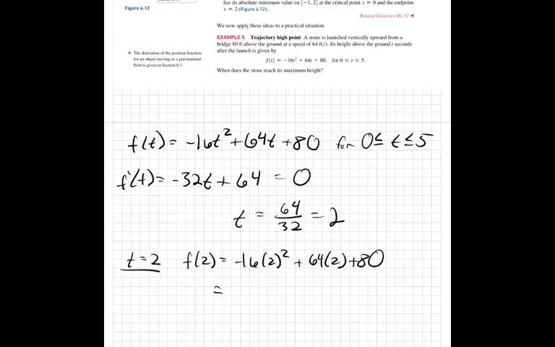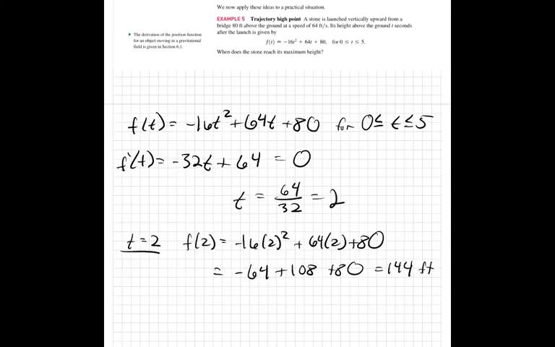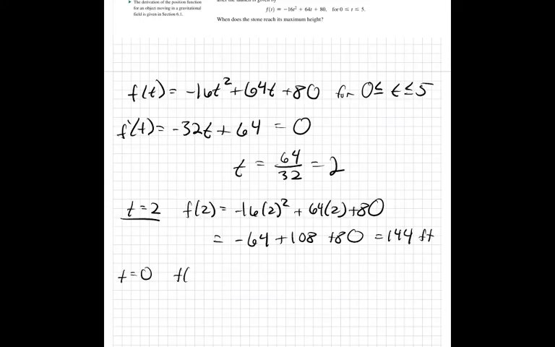Let's see, it's going to be a negative 64 plus 128 plus 80. That's going to be 64 plus 80 is 144. That's going to be 144 feet. Okay. We also want to consider the endpoints. So when t is 0, f of 0 is going to give us 16 times 0 squared, 64 times 0 plus 80, which is just 80.